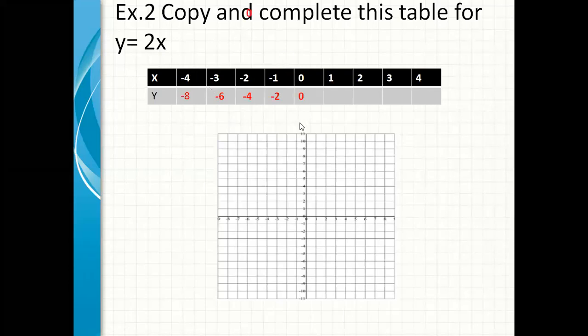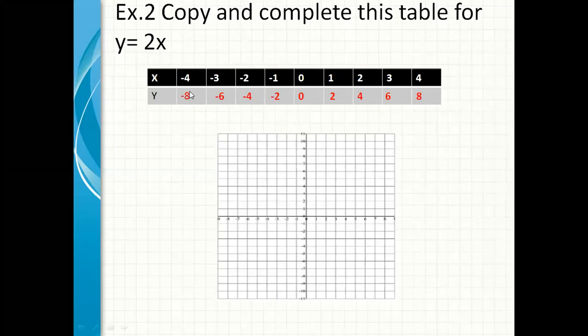1 times 2 is 2. 2 times 2 is 4. 3 times 2 is 6. And 4 times 2 is 8. So this is our table. We're done with it. Now we need to complete the table on the graph. We need to draw it.